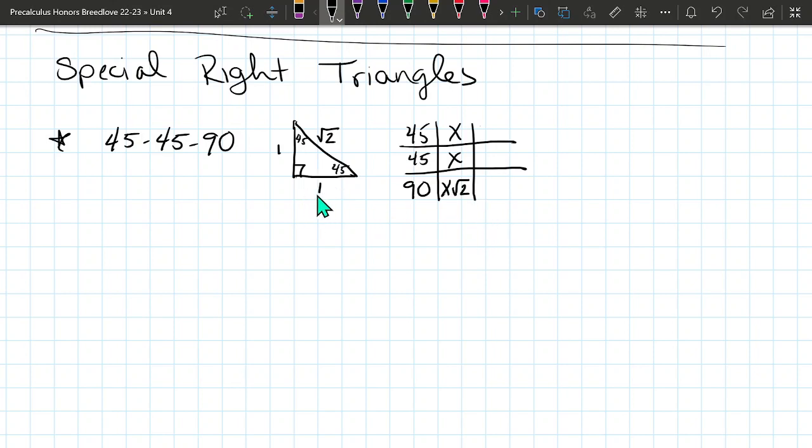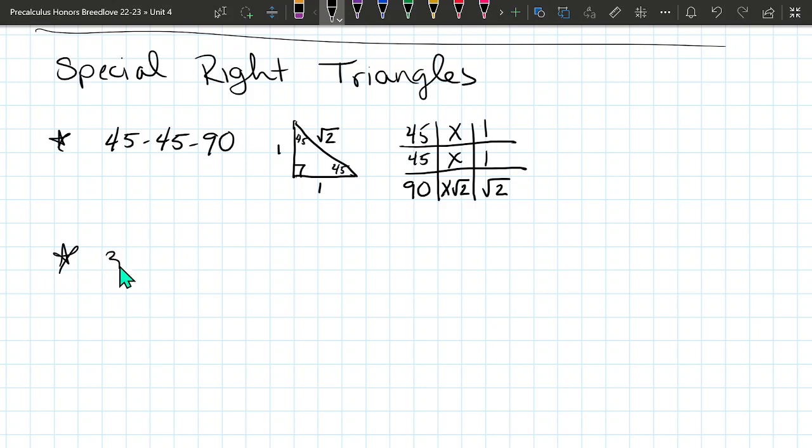So if this side length is 1, and across from 45 is 1, so if the angle is 45, the side across from that angle has a side length of 1, then that tells you that x equals 1. If x equals 1, then x square root 2 equals 1 square root 2, which is square root 2. So you could use the tic-tac-toe method, which is really the same thing as the triangle. It just depends on which way you'd rather do that. And it's their relationship to each other.